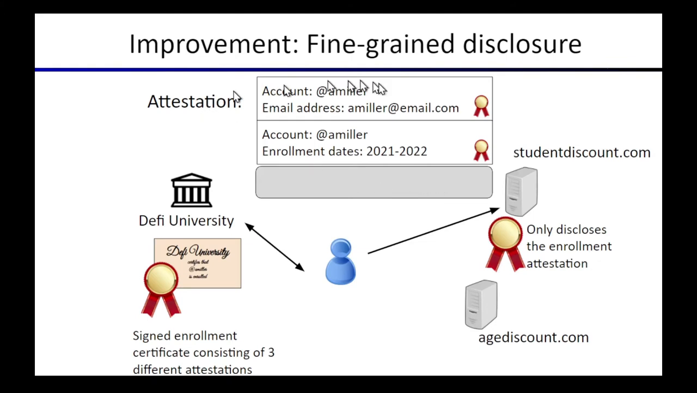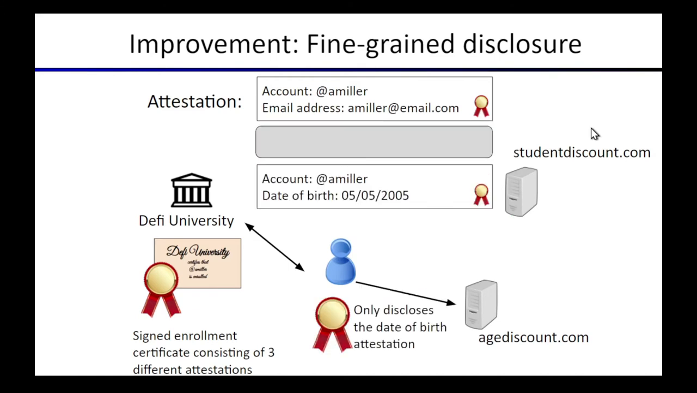I only need to show the signed chunks to the relying party that I care about, so I could show my enrollment attestation to the student discount website, and I could reveal my birth date to the age discount website. And in this example, in both cases, I'm showing them my email address. And what prevents users from mixing and matching these credentials is that there's a signature on each one, and there's some common identifier, the account name in this case, that connects them all to each other, so that you're only presenting a subset of a single signed document to the relying parties.